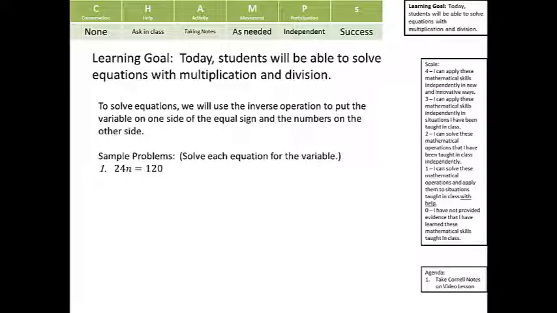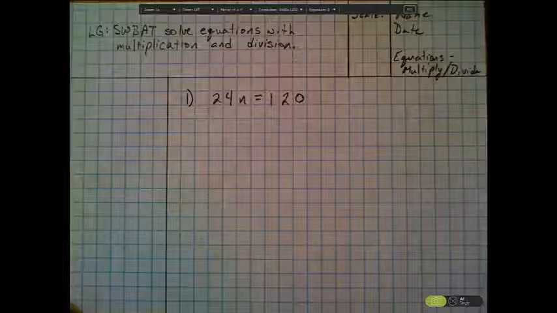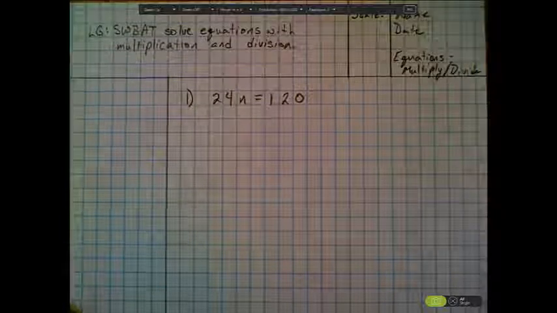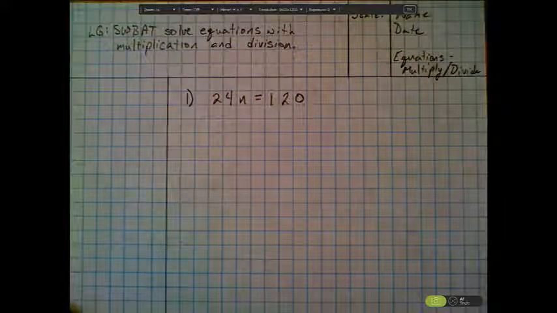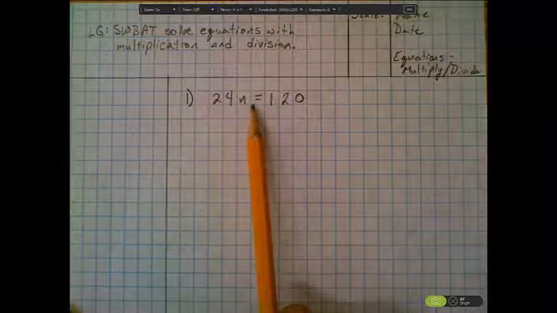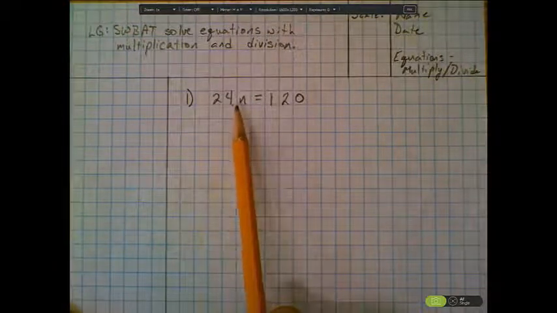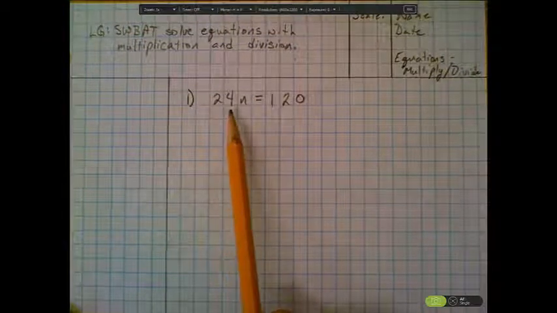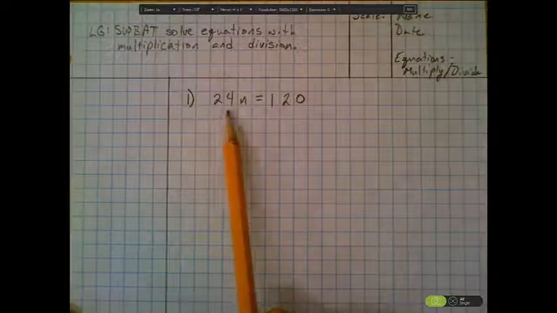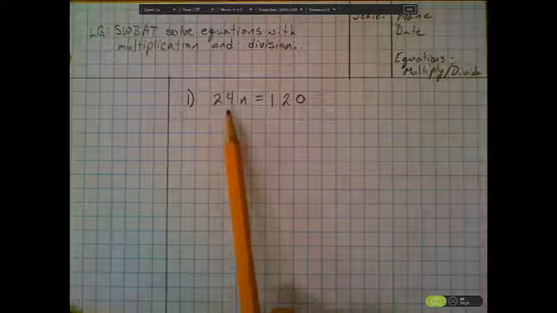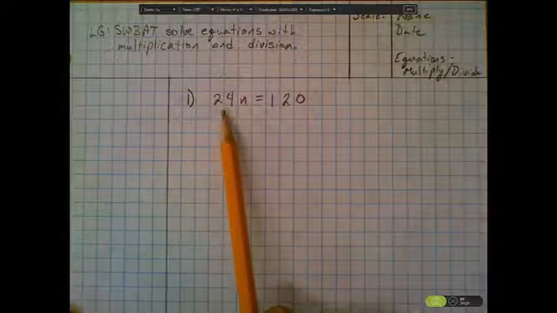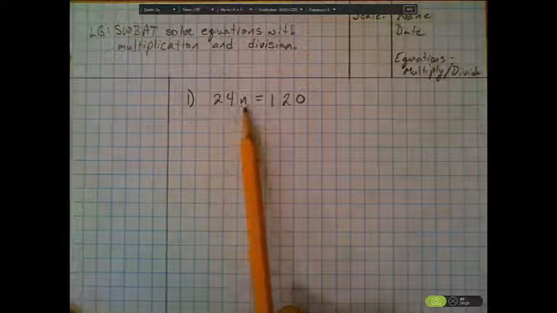The first sample problem we're going to do is 24n is equal to 120. Alright, so I've gone ahead and written the problem down. 24n equals 120. When we see the 24 in here, we see that there's no operator. We understand that when there's a coefficient with a variable and there's no operator there, then the operation that we're going to be using is multiplication. So this means it's 24 times n.